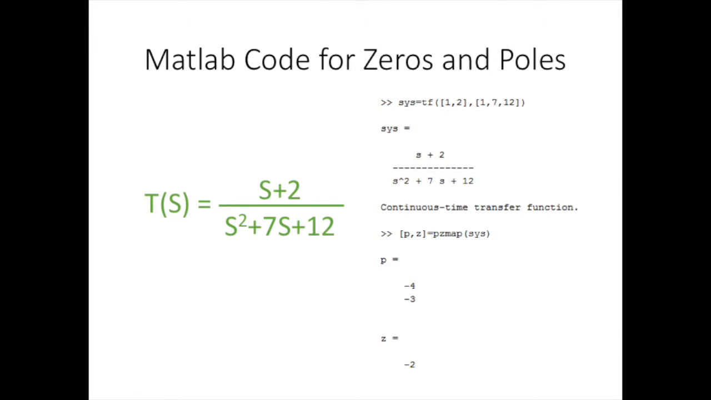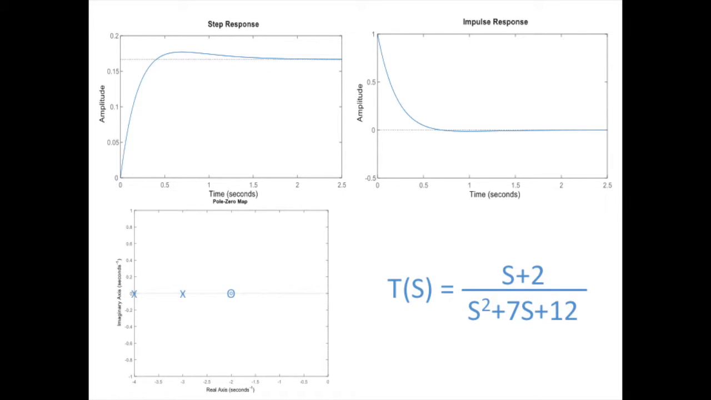Now that we know we can calculate the poles and the zeros by hand, we can demonstrate using MATLAB that the results are accurate. First, we take our transfer function on the left and create a system. Using that system, we are able to calculate the zeros and the poles by using the MATLAB function pzmap. For this specific transfer function, the poles are located at negative 4 and negative 3, and the zeros are located at negative 2.